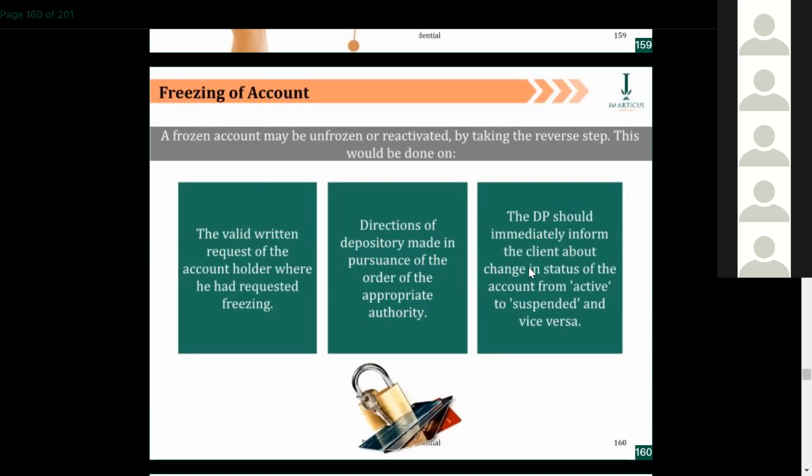The DP should immediately inform the client about change in status of the account from active to suspended and vice versa. So if there is a change in the status of the account, the customer should be informed.